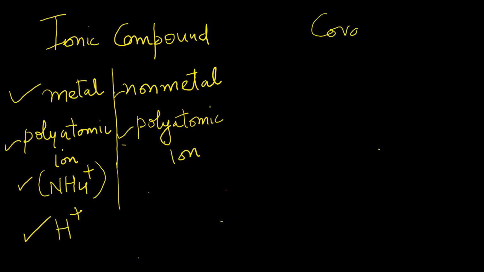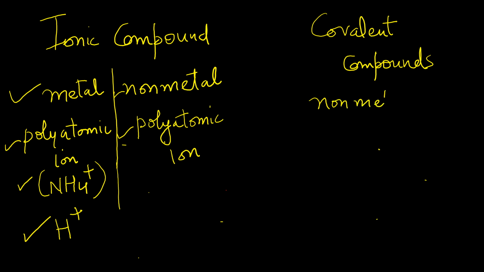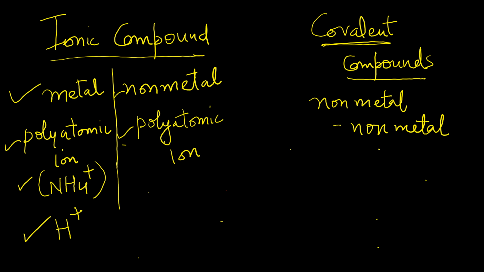Covalent compounds are very easy to identify. They will have only non-metal and non-metal bonds. So you will only see non-metals in covalent compounds. No metals, no positively charged species, no polyatomic ions. All right, so covalent compounds are very easy to identify.